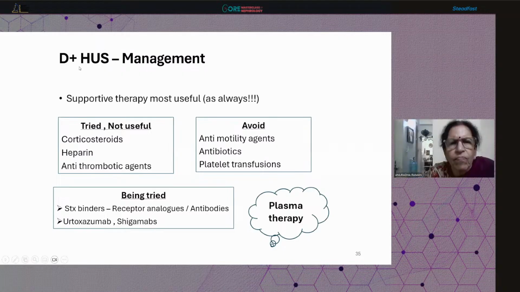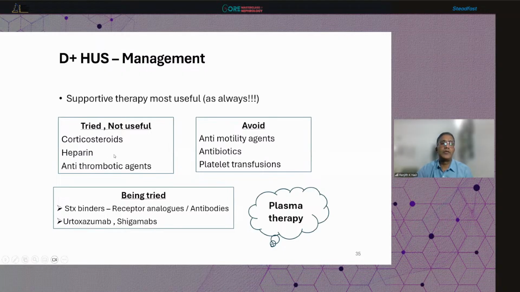We know that as far as D plus HUS is concerned, immunosuppression has not really shown any benefit. Neither have antithrombotic agents or heparin. Basically, what we have to remember is antibiotics are known to increase the expression of the toxin from the bacteria which are dying. Anti-motility agents cause a greater amount of toxin absorption. Platelet transfusions also do not improve platelet counts. Of course, there is some talk about Shiga toxin binders and certain Shiga monoclonal antibodies. However, they are still at trial phase. I do not have, other than Urtoxazumab, any other name.